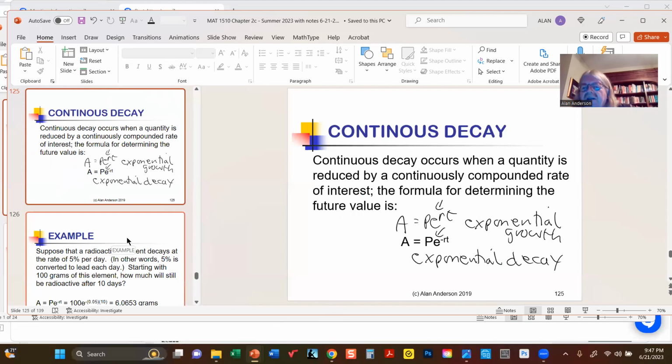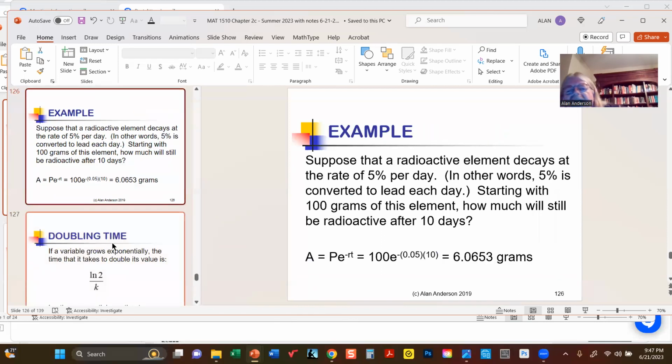So here's a quick example from physics. Imagine that you have a radioactive element that decays at the rate of 5% per day. In other words, that radioactive element is converted into lead. And then we start with 100 grams of this element in our sample. How much will still be radioactive after 10 days? So we plug in all these numbers. You can see, wow, that's pretty fast. That's a lot of decay.